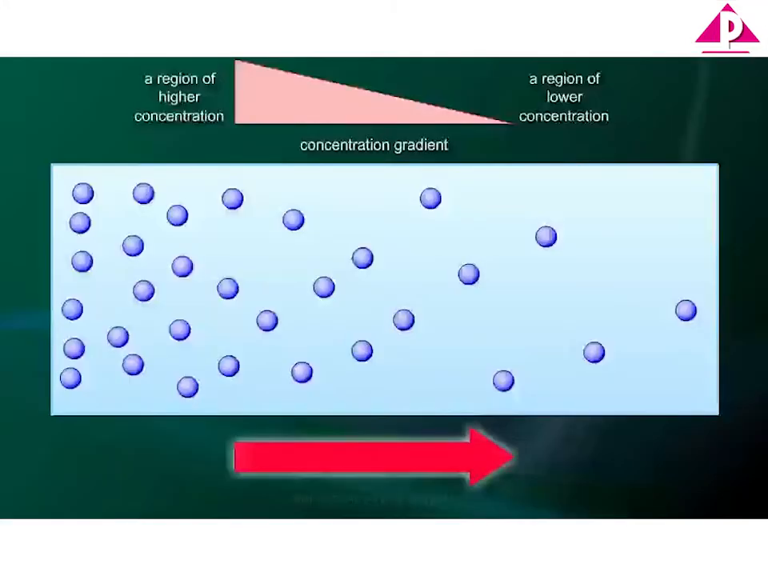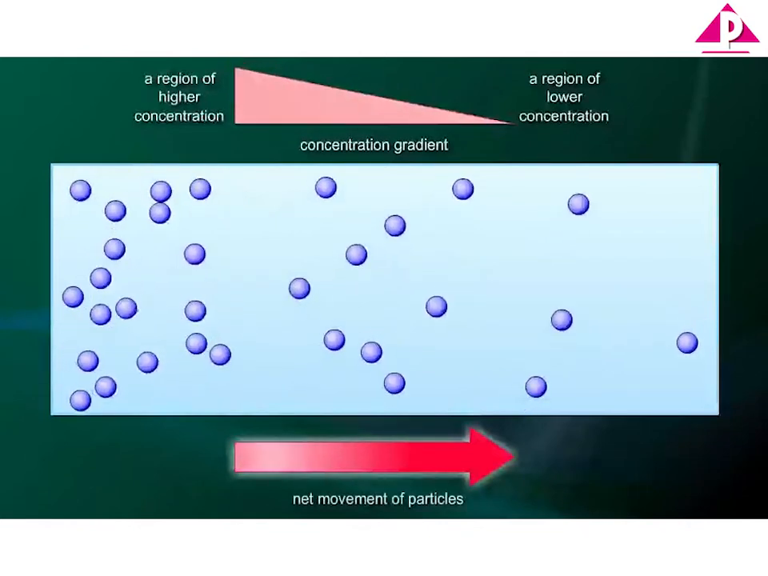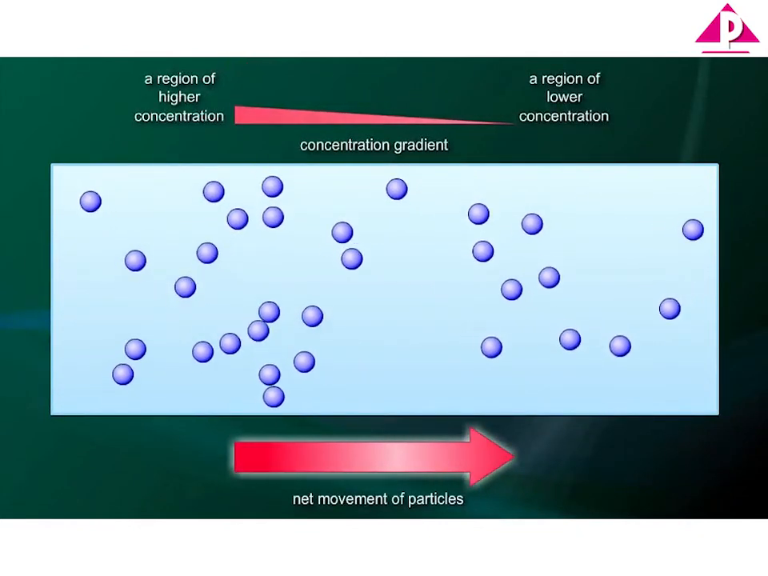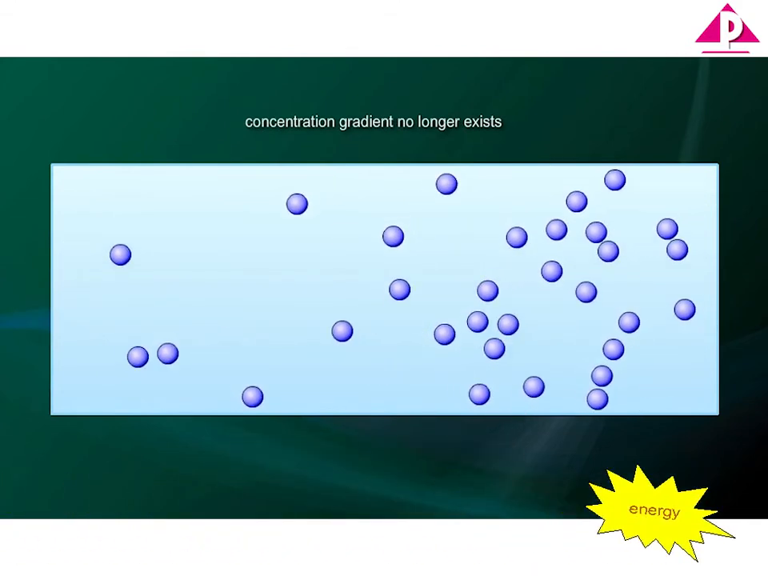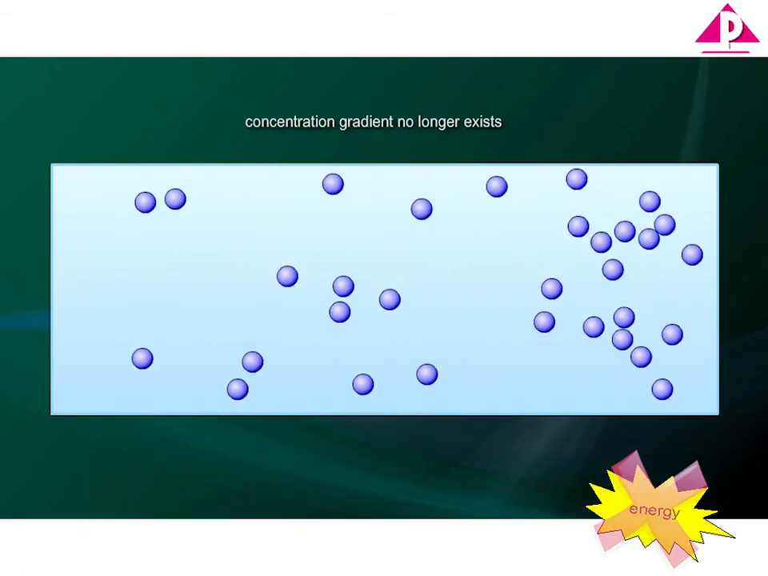You have learnt about diffusion in the previous section. It is the net movement of particles from a region of higher concentration to a region of lower concentration, and this process does not require energy input.